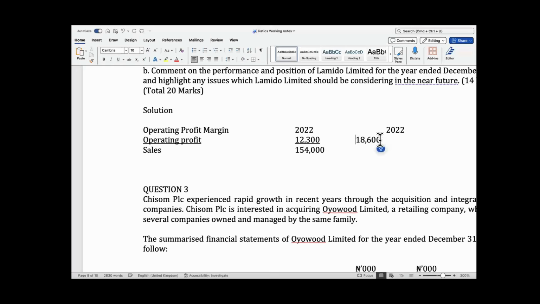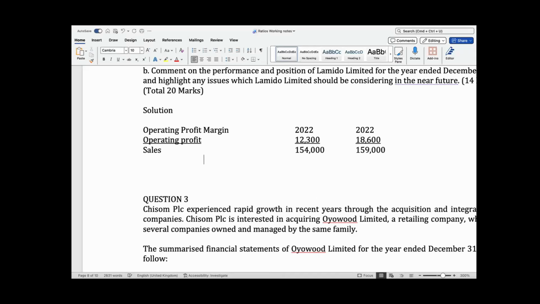$18,600 divided by 159. Okay, so how much do we have in 2022?